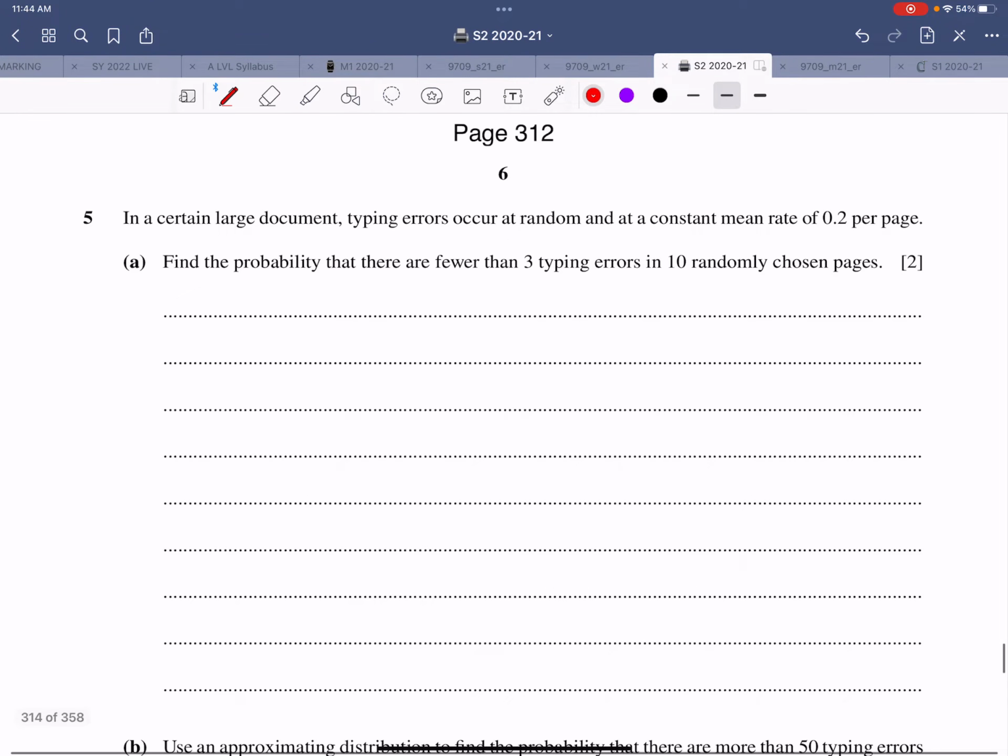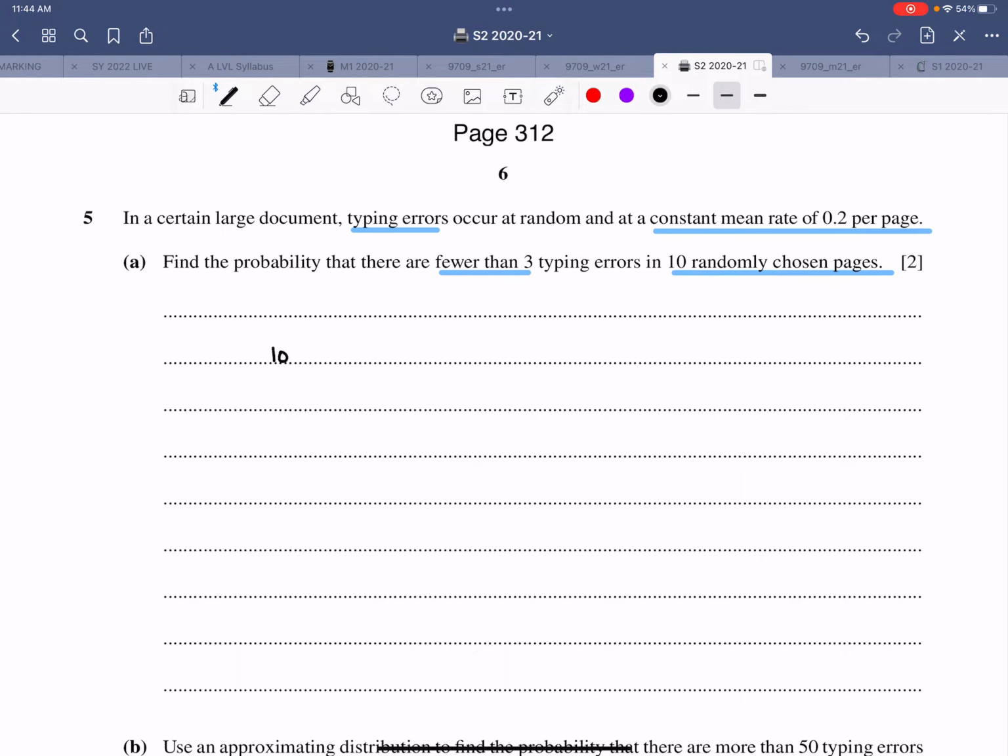Question number 5. What is this question all about? In a certain large document, typing errors occur at random and at a constant mean rate of 0.2 per page. So that's the first thing. Let me underline it: constant rate of 0.2 per page. This is typing error. And find the probability there are fewer than 3 typing errors in 10 randomly chosen pages.